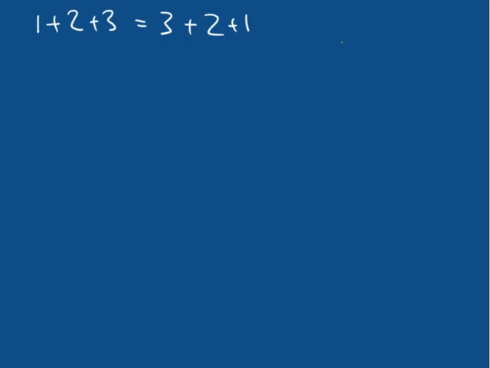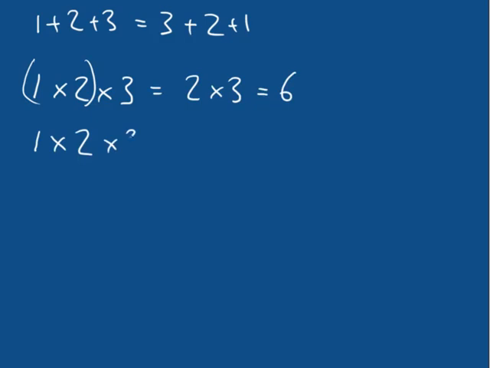But multiplication is also associative. If I was to have 1 times 2 times 3, I can group this in two ways and get the exact same result. I can group the 1 and the 2, which gives us 1 times 2 is 2, times 3 is 6, or I could group the 2 and the 3, which gives us 2 times 3 is 6, 1 times 6, which is 6, and we can see they are the same. Now again, only addition and only multiplication, just those two, are associative.